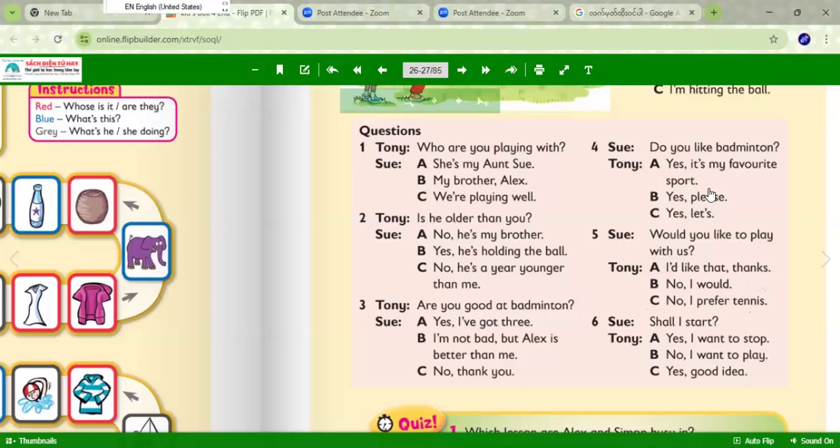Okay, so what about number 4? Do you like badminton? A: Yeah, it's my favorite sport. B: Yes, please. C: Yes, let's. What do you think? A. Yes, it's my favorite sport. Very good.